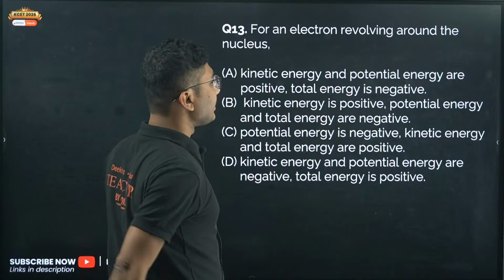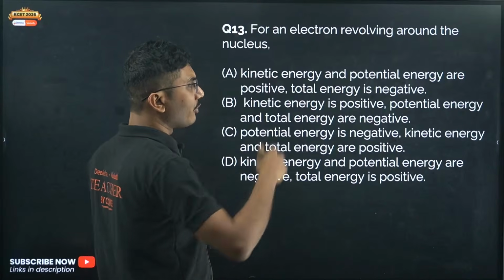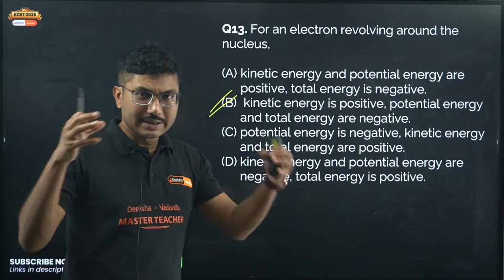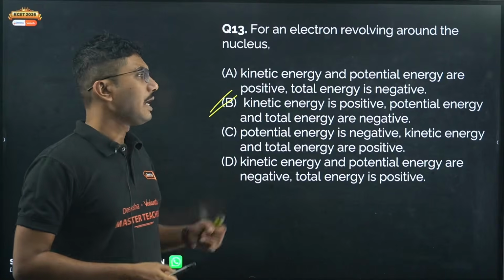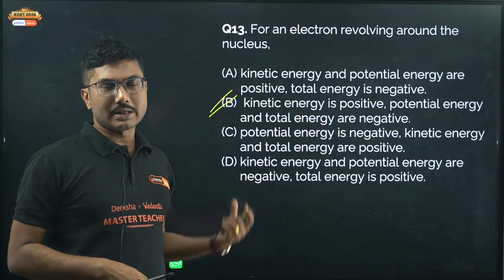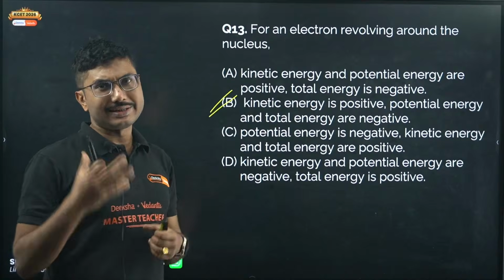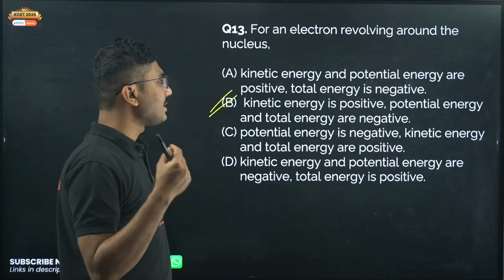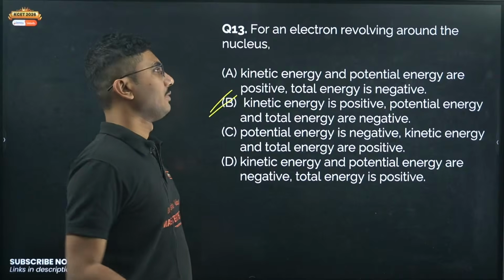Kinetic energy is positive. Kinetic energy is always positive. Potential energy and total energy are always negative. Potential energy negative means the electron is bound to the nucleus. Potential energy is much bigger than kinetic energy, so that overall energy is negative as well. So kinetic energy is positive, potential energy and total energy are negative.